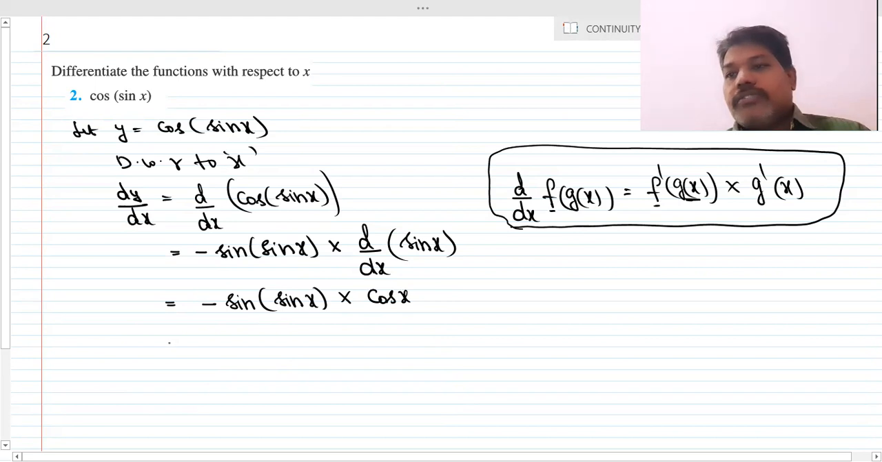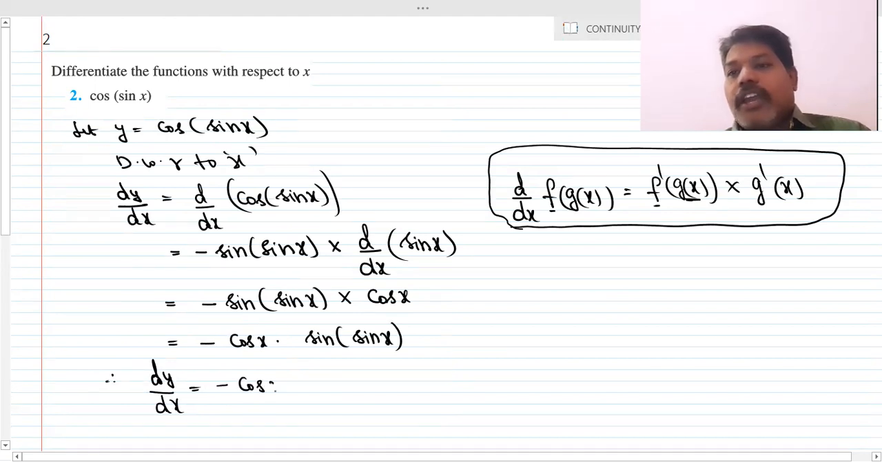So what is the final answer, students? You can write in this form: minus cos x into sin of sin x. Therefore dy by dx is equal to minus cos x into sin of sin x.